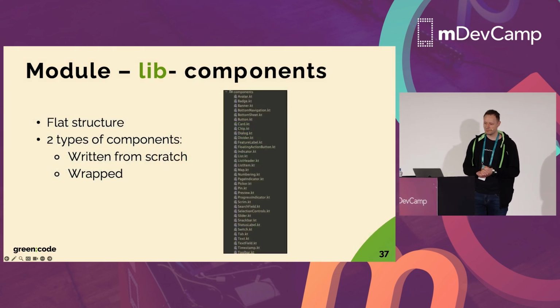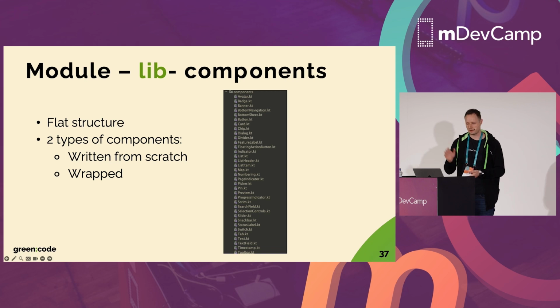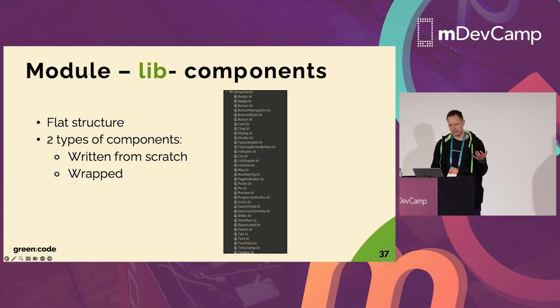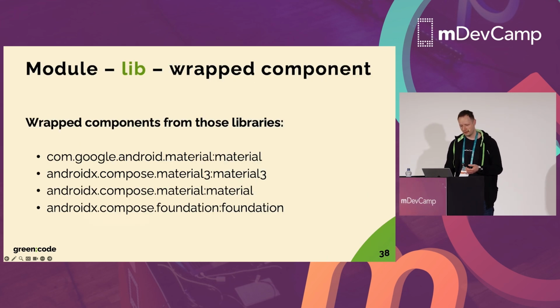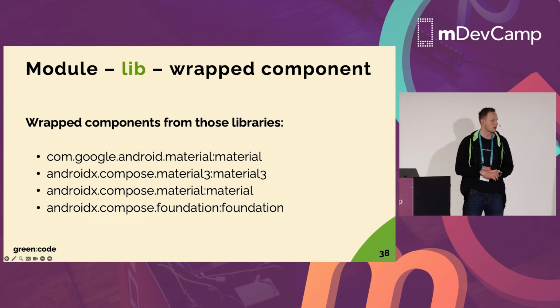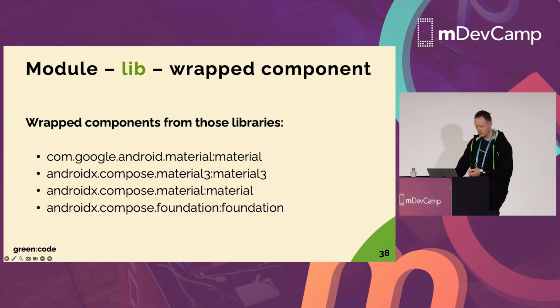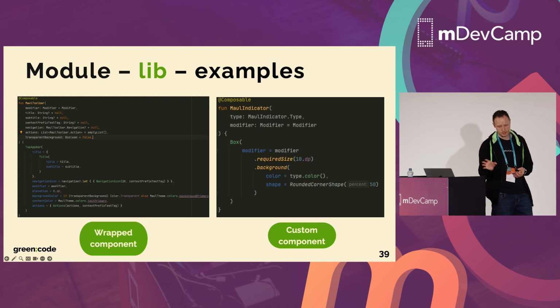Okay, module lib components. It's a flat structure, but I think it deserves some sub-packages because sometimes components are big, especially buttons, text field, and list item. And we have two types of components: written from scratch and wrapped components. We wrap components from those libraries, from Material Design 3 and 2 and Foundation.